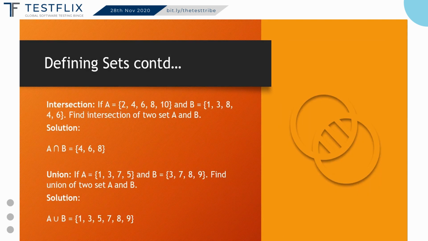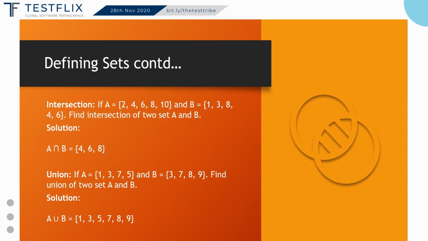An intersection of sets is nothing but, let's say there are two sets, and I'll go ahead and find the elements that are common to these sets. So let's take the example: 2, 4, 6, 8, 10, which is set A, and set B has 1, 3, 8, 4, 6. I'll have to find the elements which are common, and in this case it's 4, 6, 8. So A intersection B is nothing but the common elements, which is 4, 6, and 8.